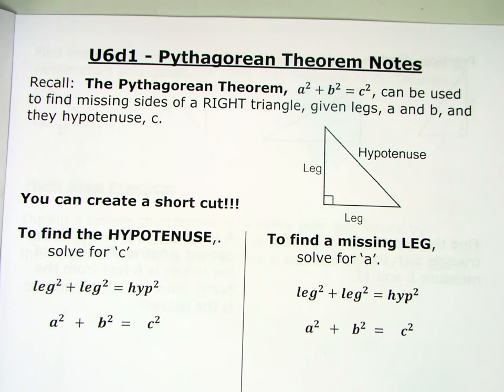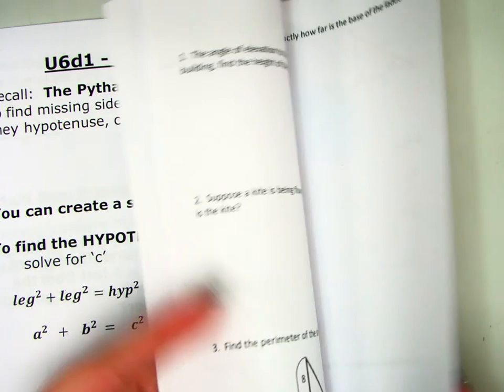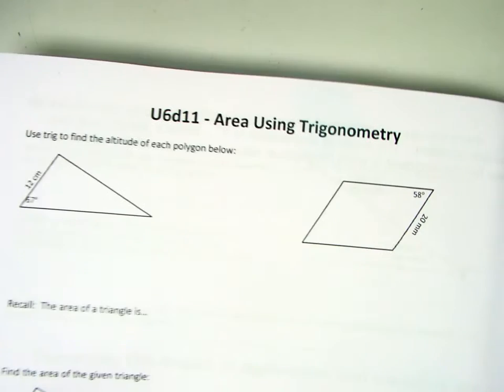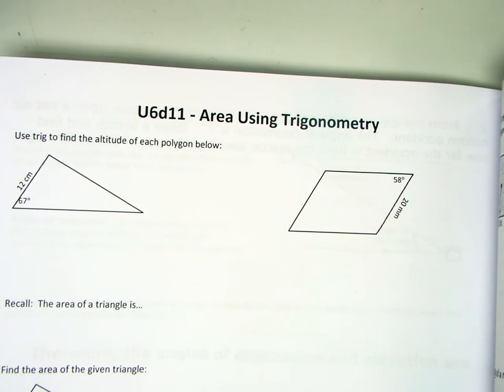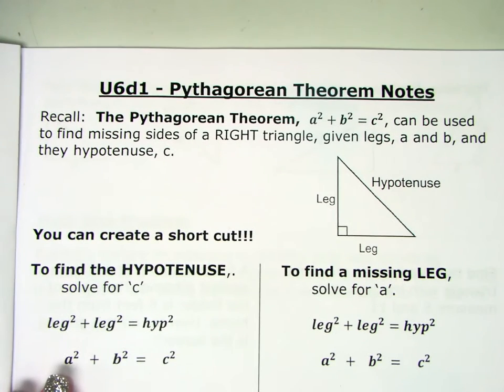Alright, so today we are going to be focusing on the Pythagorean Theorem, as stated. Unit 6, Day 1, our new unit. Our new unit is all right triangles. So this whole unit, from Day 1 through Day 11, it's a long unit, is going to be all right triangles, okay? So, Pythagorean Theorem notes.